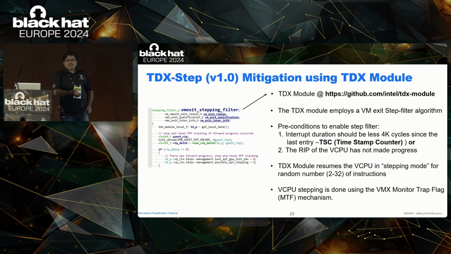And we also look at the return instruction pointer to make sure that if it has not progressed, then the TD is also under step attack. Based on this outcome, it will cause the VM resume to execute some random number of instructions so that the TD will not be able to execute the real instructions at that point of time. Based on this, we were able to prove that the SGX step attack is feasible on TDX architecture, but we also came out with a mitigation to defeat that purpose.